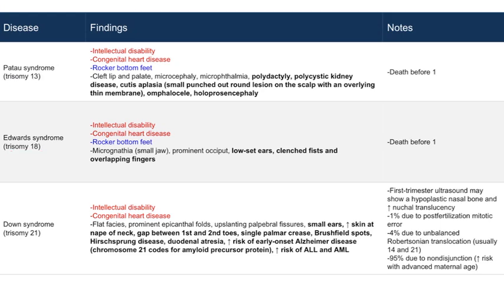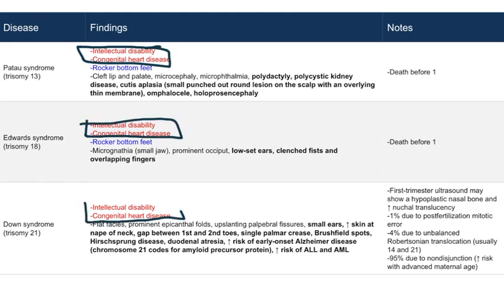Okay, now let's discuss some findings seen in these disorders. At first, these may seem overwhelming, but I've organized the information in a way that will hopefully be straightforward and more memorable. Notice that I've shown in red the similarities between all 3 conditions. So all 3 conditions cause intellectual disability and congenital heart disease. In blue, you can see the similarities between Patau syndrome and Edwards syndrome. So they both have rocker bottom feet.